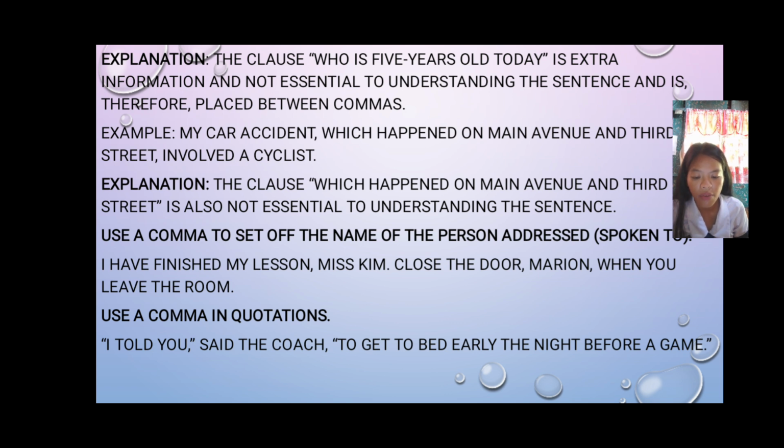Use a comma to set off the name of the person addressed or spoken to. I have finished my lesson, Miss Kim. Close the door, Marion, when you leave the room. Use a comma in a quotation.